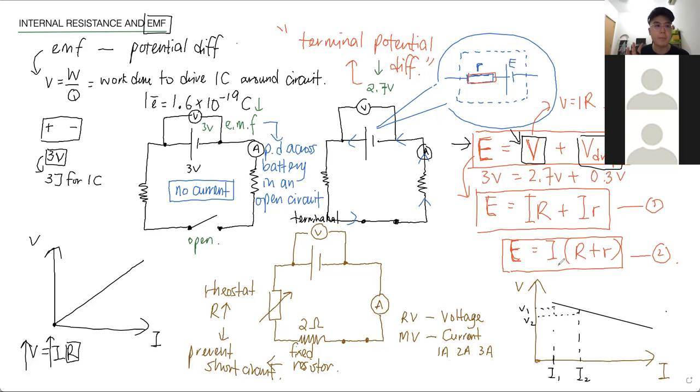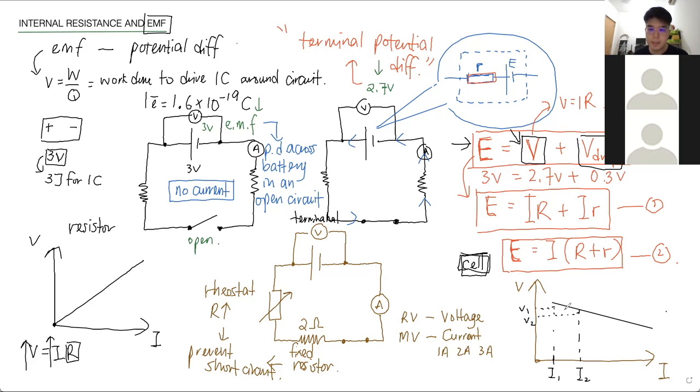This is the EMF graph, okay? And the difference between these two, this is measuring the resistor voltage. This one, we are measuring the cell, the battery voltage, okay? The battery here. So you get this graph.